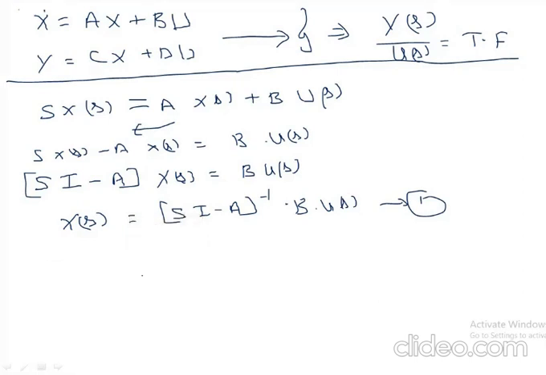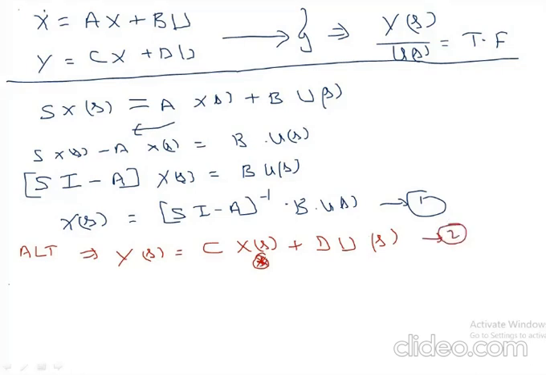Now I am taking the Laplace transformation for the output equation. Then you will get Y of s is equal to C into X of s plus D into U of s. Now if you observe this, we need Y by U, but on the right side you have an unknown term, X of s. Assume this as equation 2.